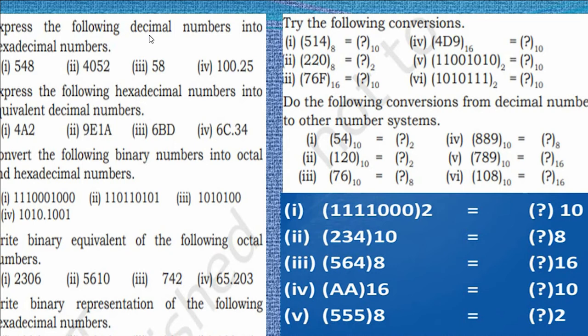So first is converting from decimals to hexadecimal. Next is expressing the following hexadecimal numbers as decimal numbers. Then converting binary to octal and hexa. Writing binary equivalents from octal numbers. And try solving these conversions on your own. And once again, please put them down in the comment section below.